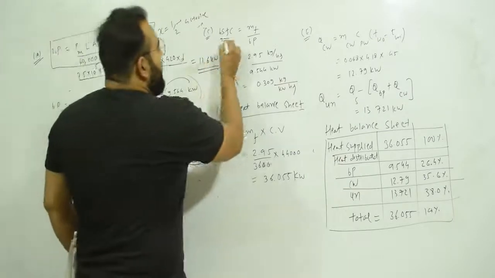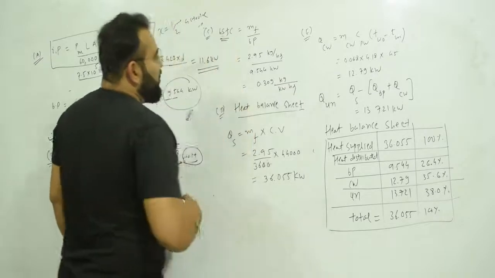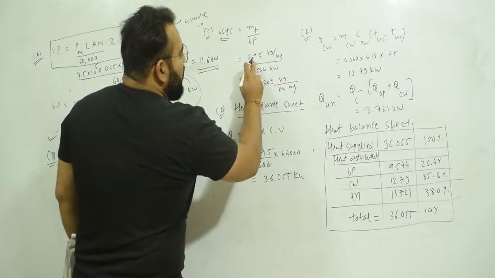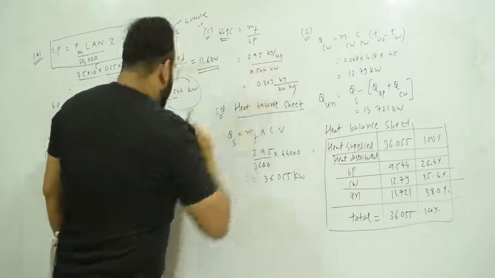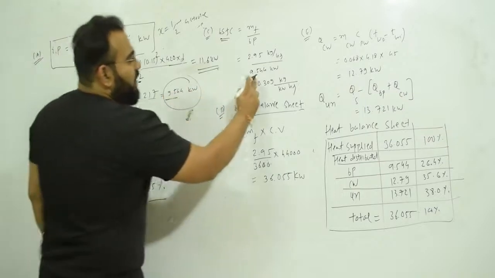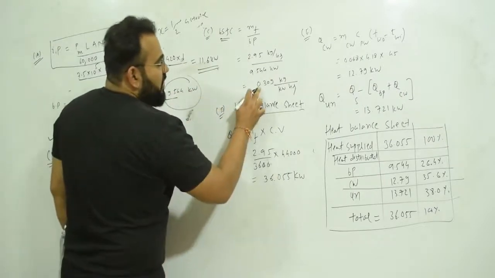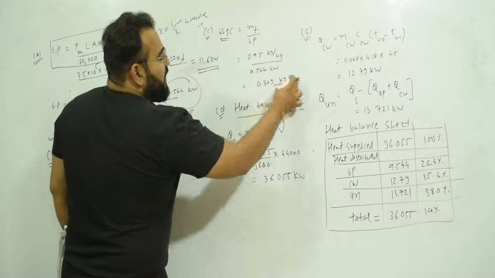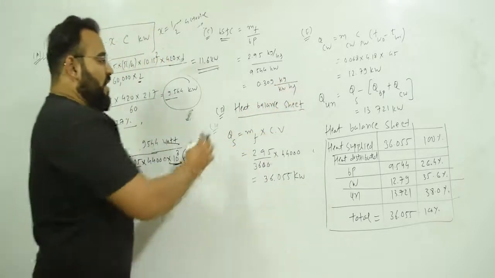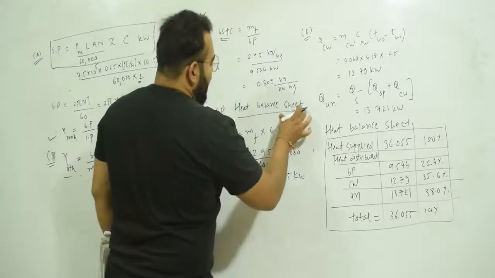Now I will find brake specific fuel consumption, which is equal to mass of fuel upon braking power. Mass of fuel is given 2.95 kg per hour, and brake power that we have found is 9.54 kilowatt. So I will write over here, do the calculation, your answer is 0.309 kg per kilowatt hour. Okay. Now lastly we have to make the heat balance sheet.